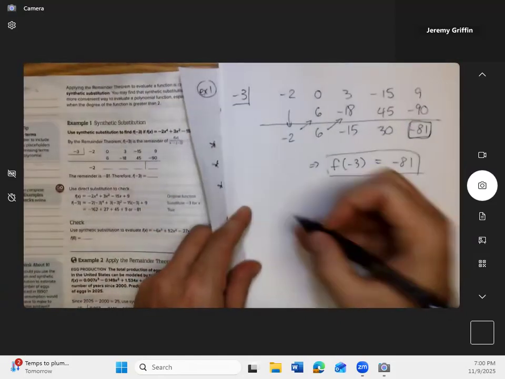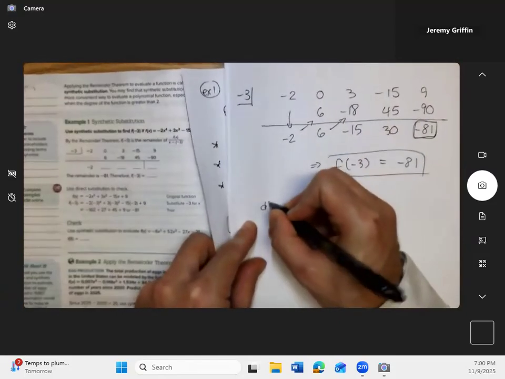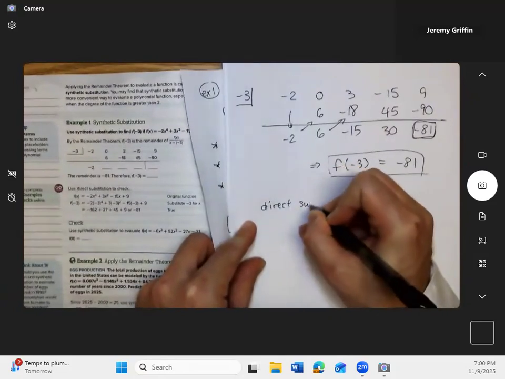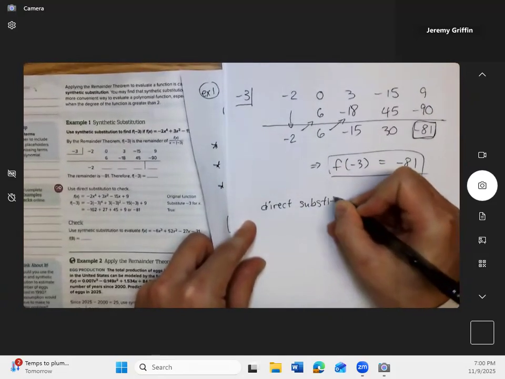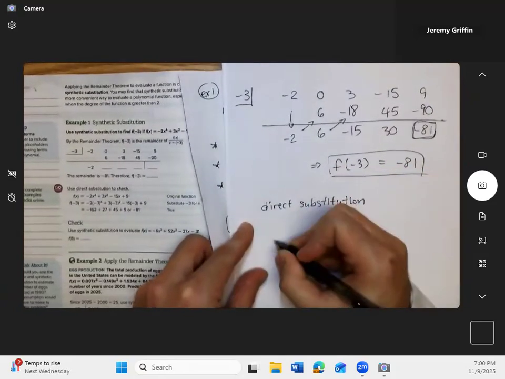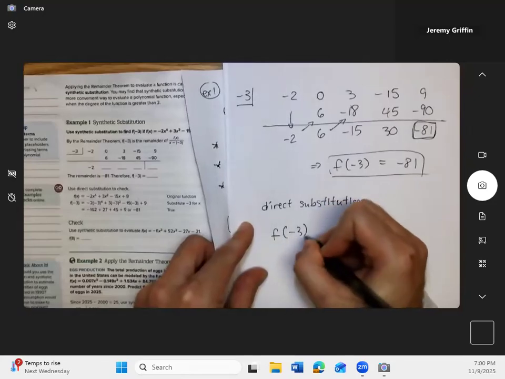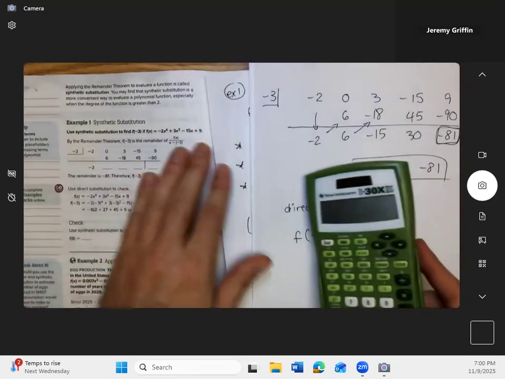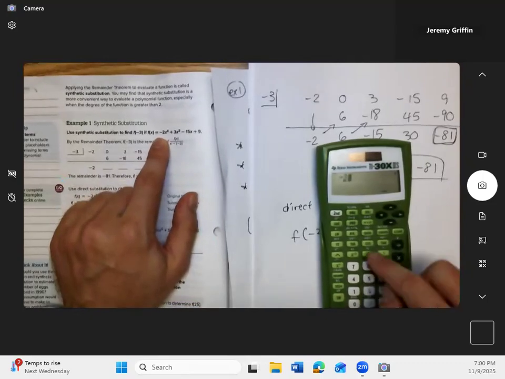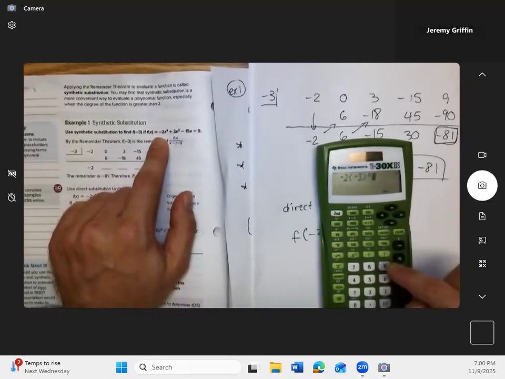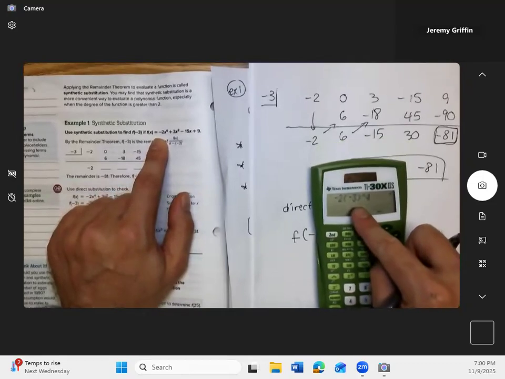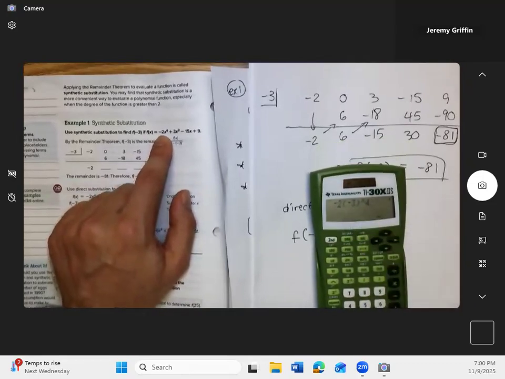And the last method I'll use here is called direct substitution. So what is f of negative 3? For this one, I'll just go ahead and plug this into the calculator. So negative 2, times negative 3 to the power of 4. Notice I put the negative 3 in parentheses because when I raise that to some power, it also carries the negative with it, which I need.